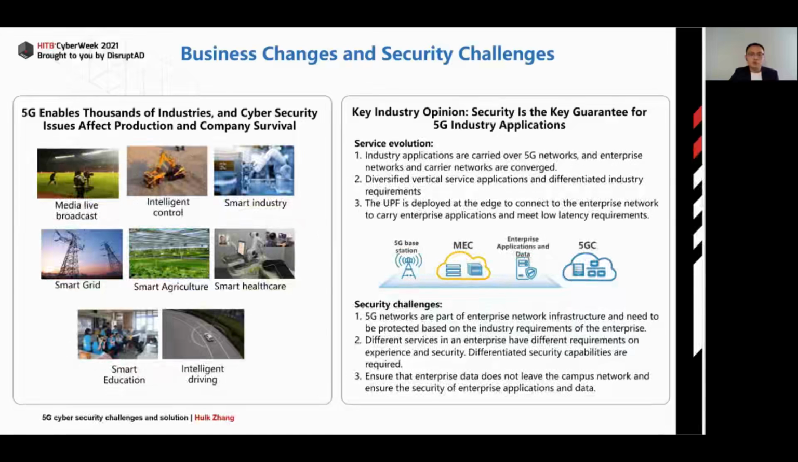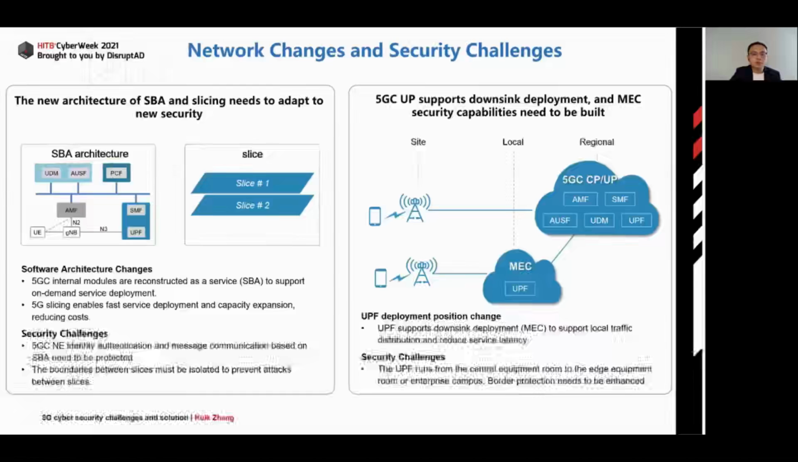Requirements will be given to the different stakeholders, not only the mobile network operators, but also maybe application developers and service providers. And also, the user plane function is deployed at the edge to connect to the enterprise network, to carry enterprise applications and meet low latency requirements, which means the enterprise data cannot leave the campus network, for example. And this is for the business changes and the security challenges. And next, let's see the network changes and security challenges.